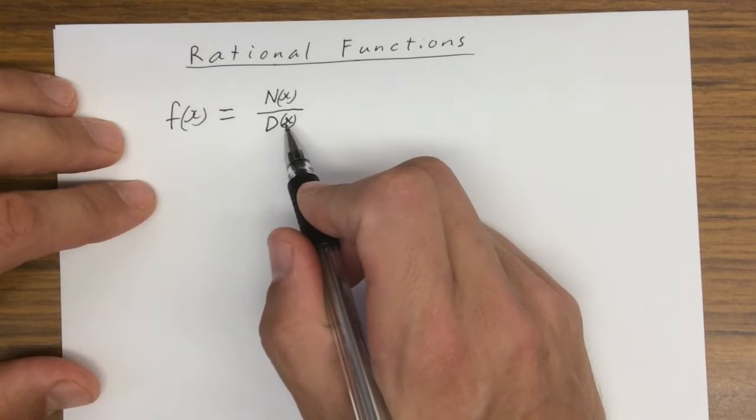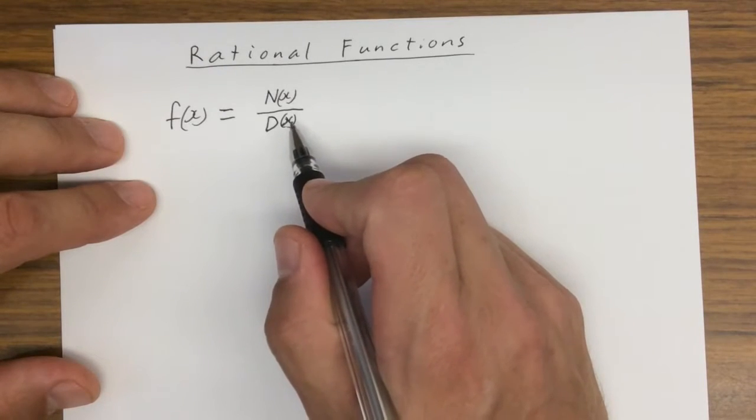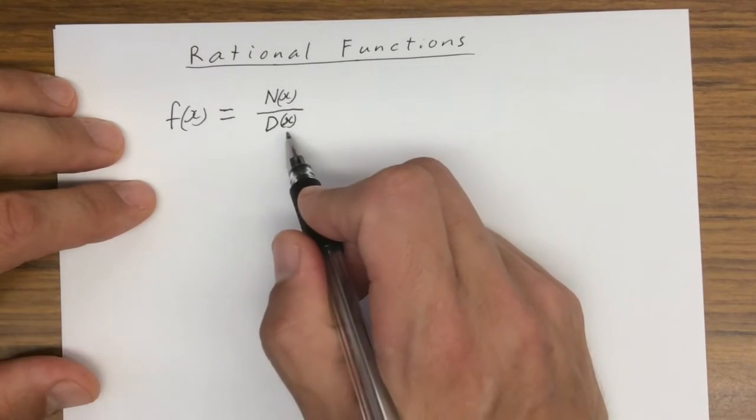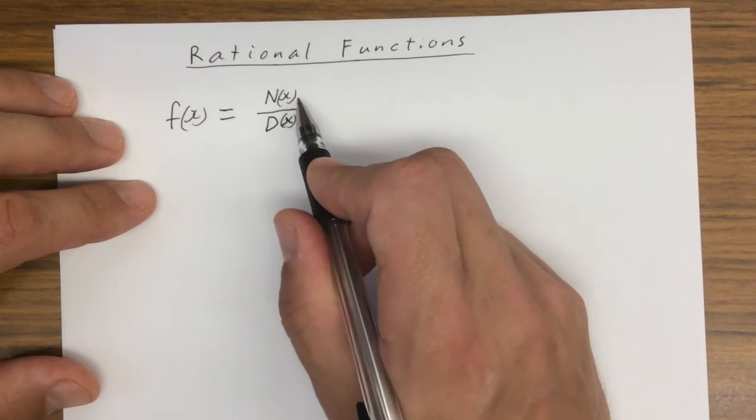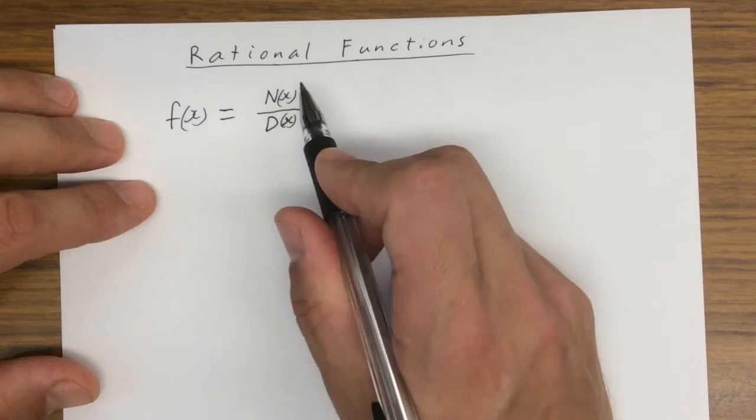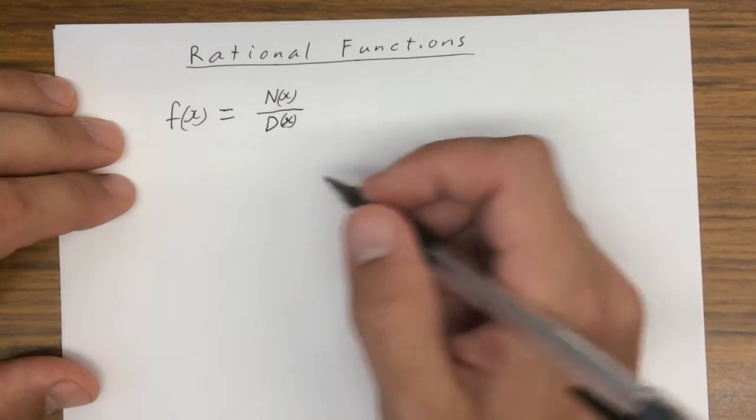And for the ones that we're going to be looking at for this section, it's going to be a polynomial over a polynomial. So we're not going to do, at this point, sine of x over log of x or anything. This is going to be a polynomial over a polynomial.